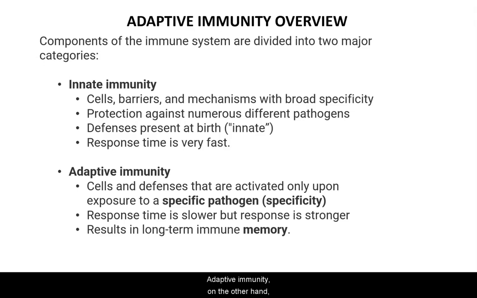Adaptive immunity, on the other hand, is going to be cells and defenses that are activated only once the immune system has been exposed to a particular pathogen, a specific pathogen, and this is called specificity. The response time for the adaptive immune system, at least initially, is going to take longer because they have to develop their response over time. But when they're challenged with the pathogen again a second time, the response will be faster. And this is going to result in long-term immune memory.